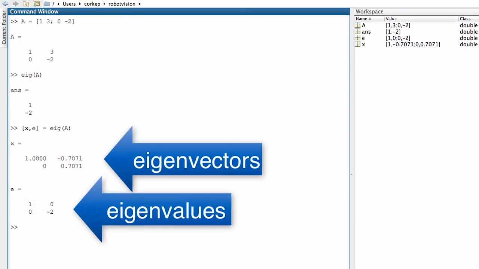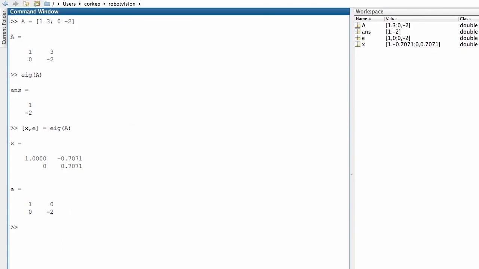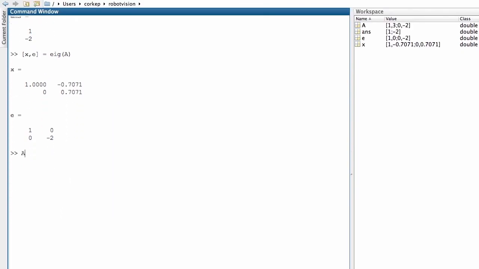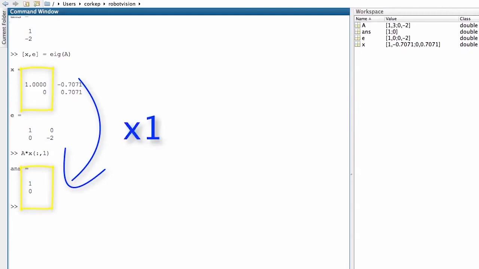A fundamental property of the eigenvector is that when it is transformed by the original matrix, it is parallel to itself. Well, let's test that. We take the original matrix A and multiply it by the first eigenvector, which is the first column of the matrix X. And we see that the resulting vector is indeed parallel to the eigenvector, and it has exactly the same magnitude. It's been scaled by 1, and that is the value of the first eigenvalue. So the eigenvector multiplied by the matrix A is a vector parallel to the eigenvector with a scale factor of 1. So it is in fact the original eigenvector.